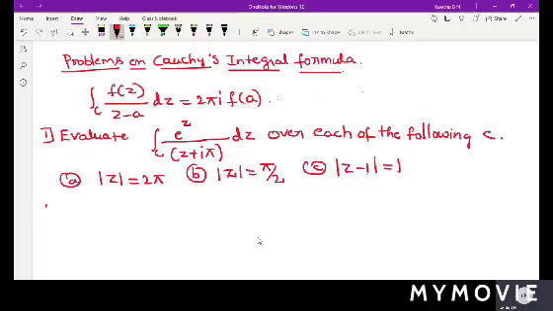We have to evaluate the integral over C of e to the power of z by z plus i pi, dz, over each of the following: modulus of z equal to 2 pi, modulus of z equal to pi by 2, and modulus of z minus 1 equal to 1. Now write the question.